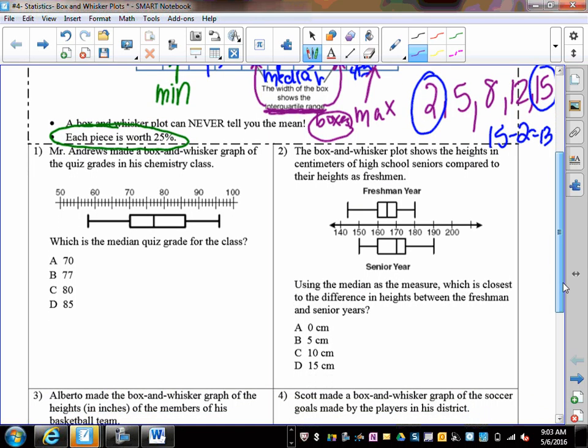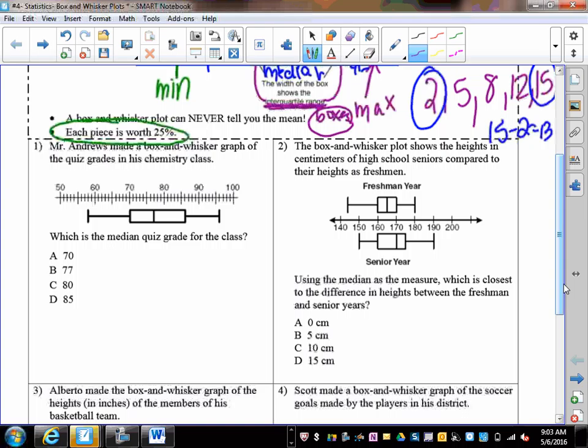All right, so let's take a look at number one. Mr. Andrews made a box and whisker graph of the quiz grades in his chemistry class. Which is the median quiz grade for the class? So how do I know what my median is? It's the middle one. Good. And my middle value is what? 77. Good. Boom. We're done.